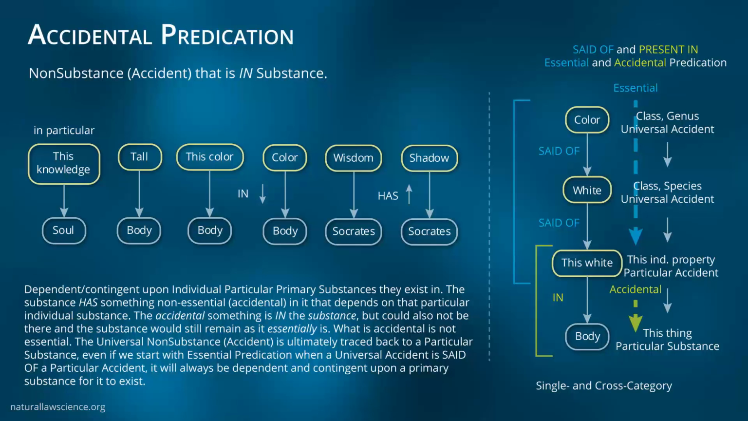Versus the other infographic was all essential predication, all within the category of substance, or within the category of accident, which we see on the right in yellow. So this color in this body, color in the body, or body has the color. Socrates has wisdom, or wisdom is in Socrates. So I have the arrows just like I had before for said of and is. One goes down, one goes up in relation, depending on which one you're using first in your sentence, in your proposition.